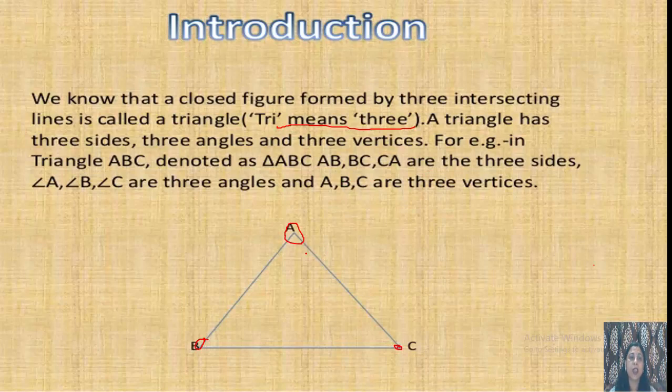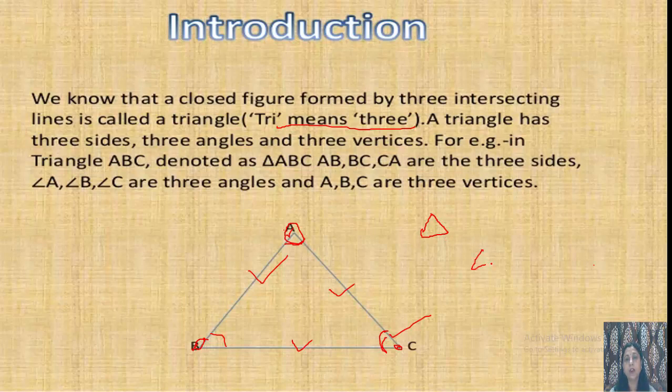For example, in this triangle ABC, AB, BC and CA are the three sides. Angle A, angle B and angle C are the three angles, and A, B, C are the vertices. Vertex is the singular of vertices. Vertices is plural. Okay. So in this triangle, and the symbol for denoting a triangle is this.